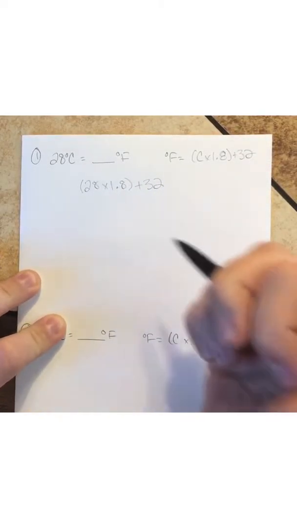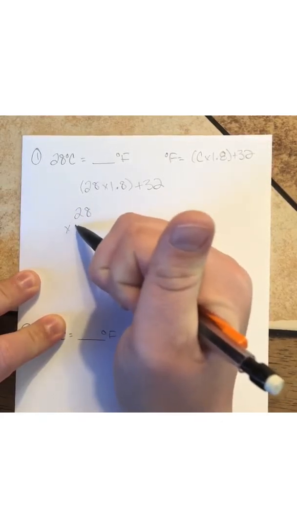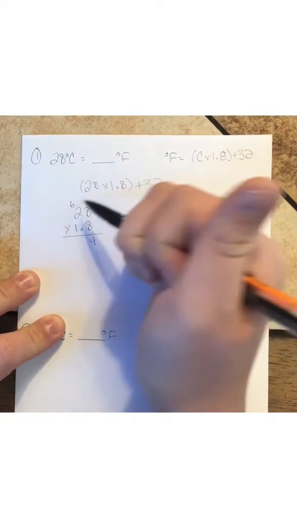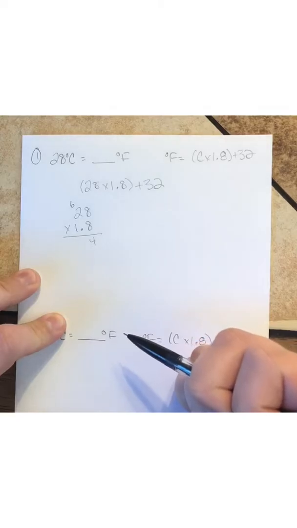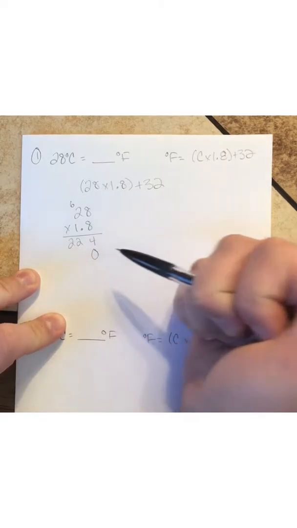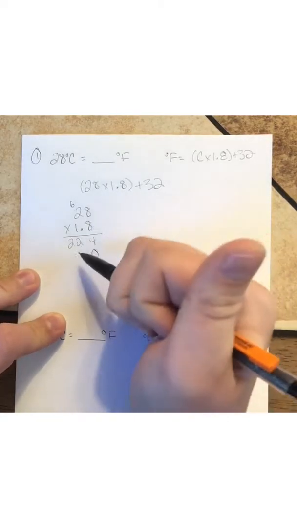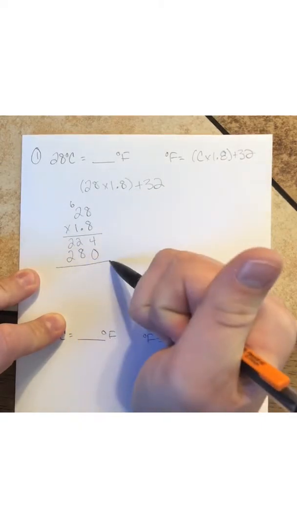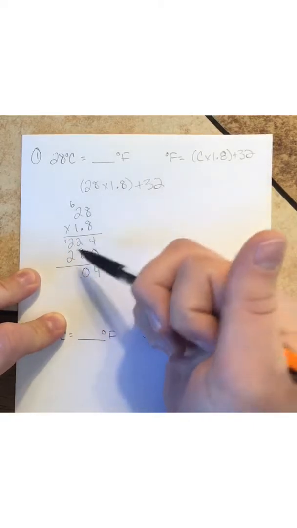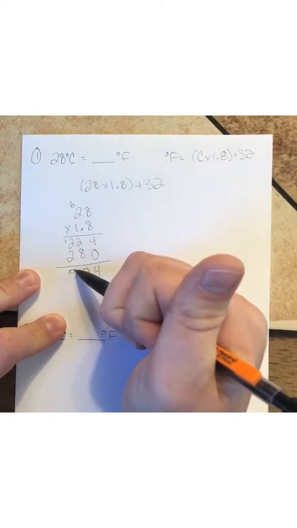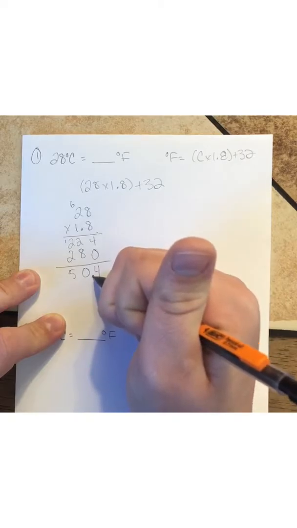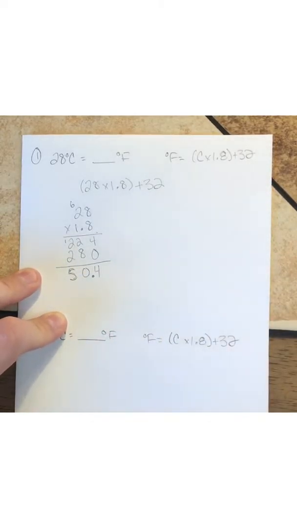So first I need to figure out what 28 times 1.8 is. 8 times 8 is 64. 8 times 2 is 16, plus 6 is going to be 22. Remember to add your 0. 1 times 8 is 8. 1 times 2 is 2. Now I'm just going to add my columns. Make sure you carry over any remainders. 2 plus 2 is 4, plus 1 is 5. Now, since I have one decimal place in my problem, I'm going to have one decimal place in my answer. So I have 50.4.